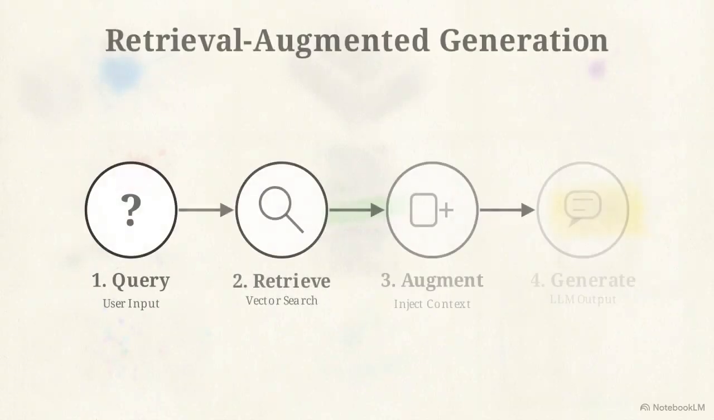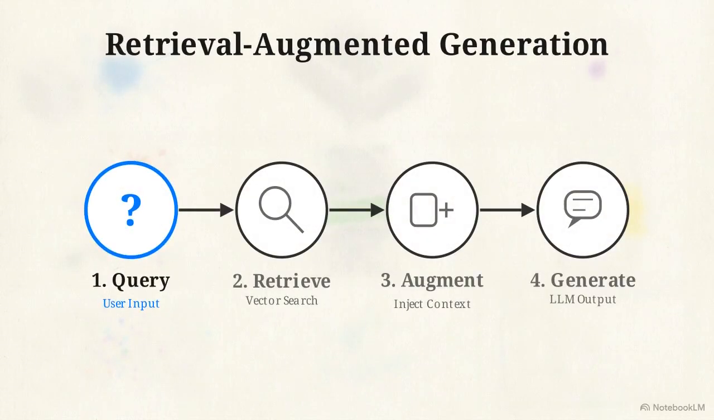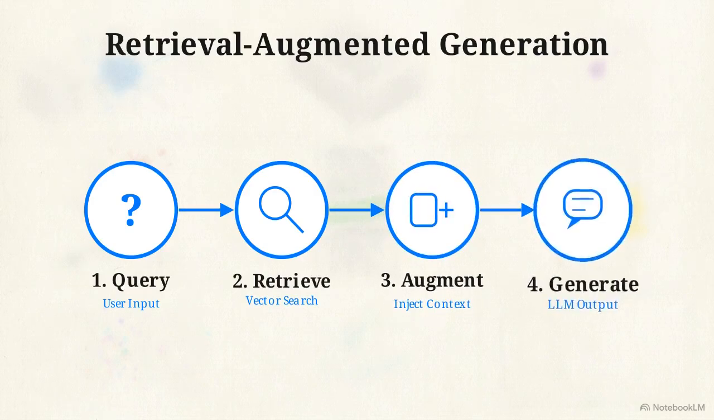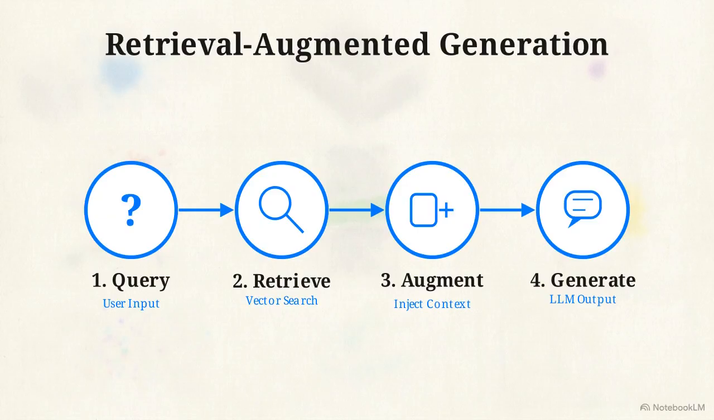Every RAG pipeline follows 4 steps. First, we take the user's query. Second, we retrieve relevant passages from your document store. Third, we augment the prompt by pasting those passages in. Finally, we let the AI generate an answer using that context.